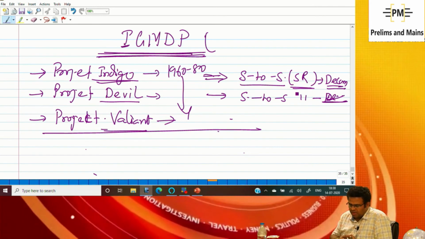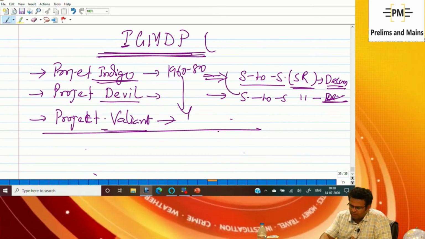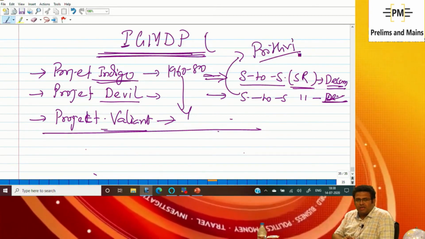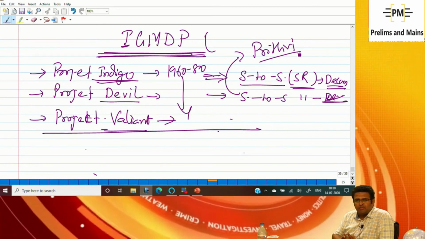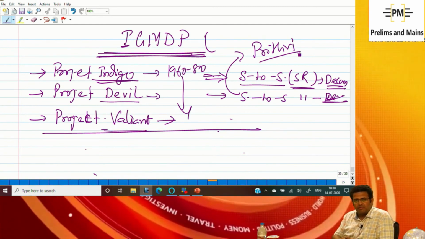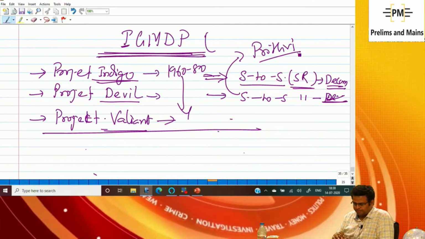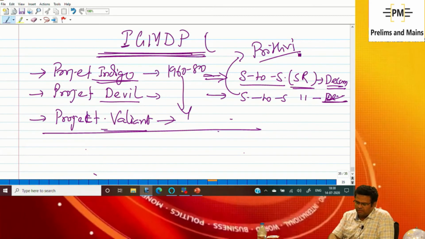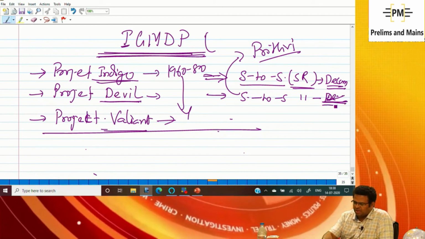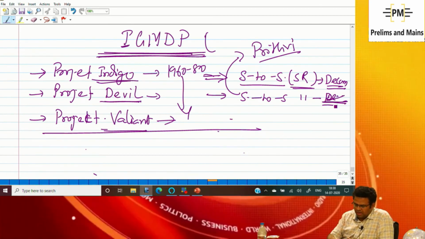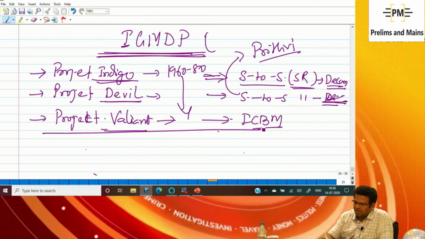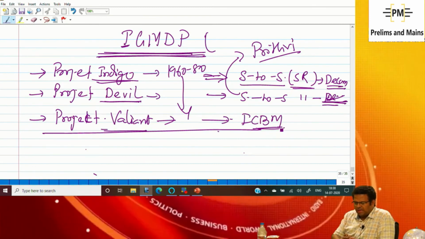Thereafter project Devil, also short range, later came in the form of the Prithvi missile. Perhaps you remember Prithvi 1 at 150 kilometers, Prithvi 2 at 350 kilometers, and Prithvi 3 at 650 kilometers, all short range surface to surface missiles. Project Indigo has been decommissioned, but project Devil became visible in the form of Prithvi. And project Valiant is for the intercontinental ballistic missile.